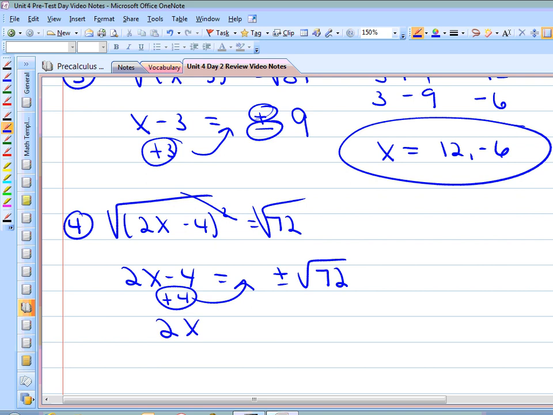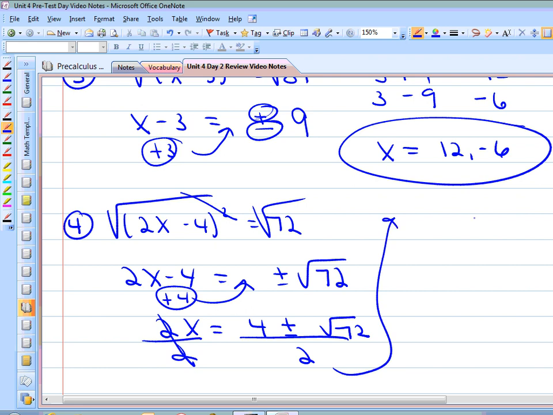So now I have 2x equals positive 4 plus or minus the square root of 72. And then I'm going to divide by 2, divide by 2. Cancel this out, and right now I have x equals 4 plus or minus the square root of 72 over 2. And you would get most of your credit for that. I do want to see if you can go ahead and simplify the square root of 72.